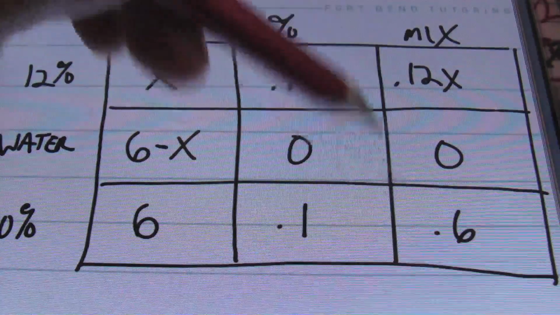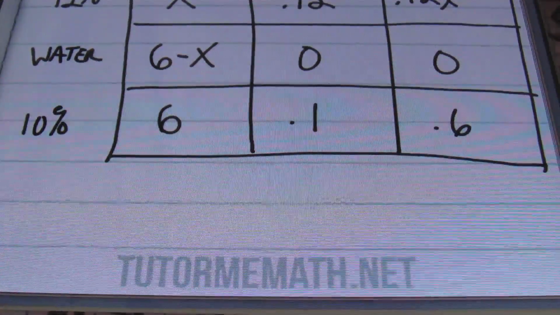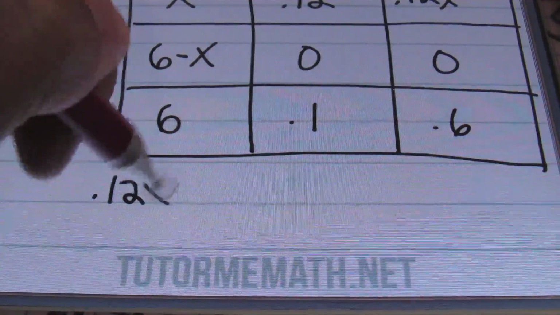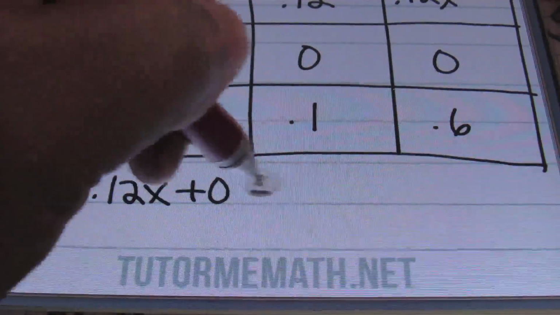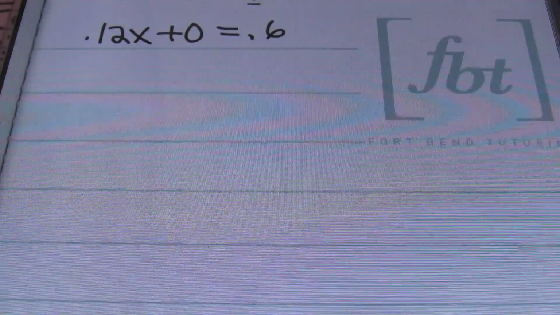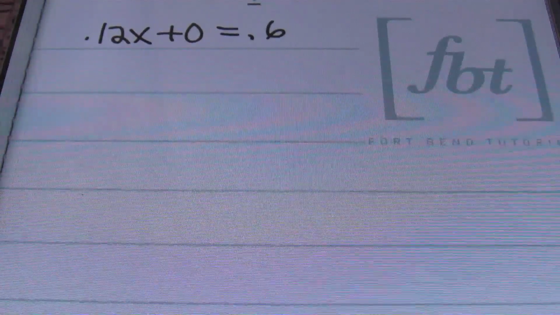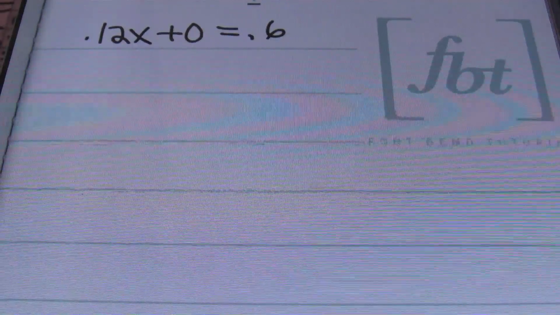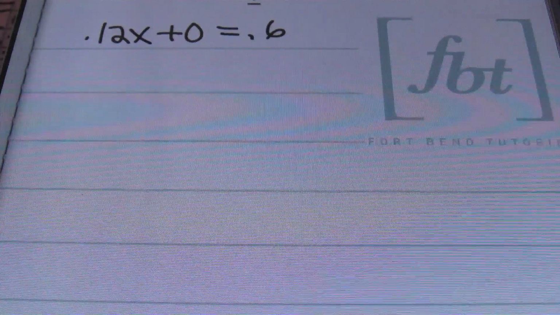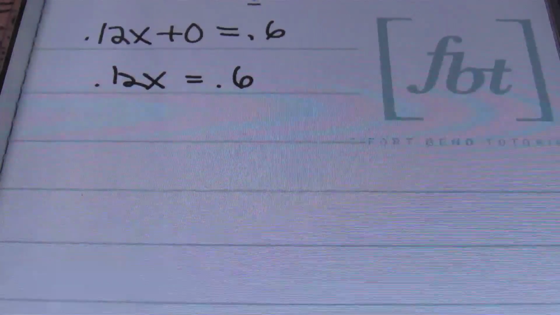It's this last column that will create my equation, ladies and gentlemen. So I'll end up with the following. I'll have 12 hundredths x plus 0 equals 6/10. And this is my equation. Solving my equation, I want to multiply each and every term by 100 to get rid of the decimal. But first, we can just simplify this further by saying that 12 hundredths x plus 0 is just 12 hundredths x. So I'm going to rewrite this as 12 hundredths x equals 6/10.